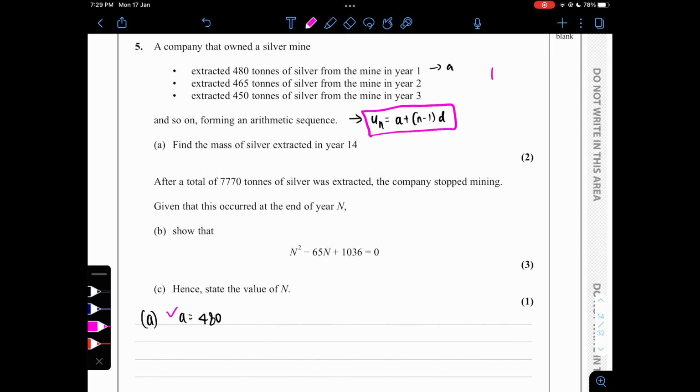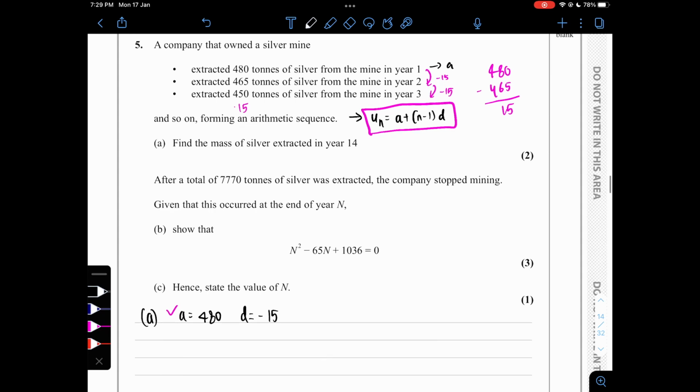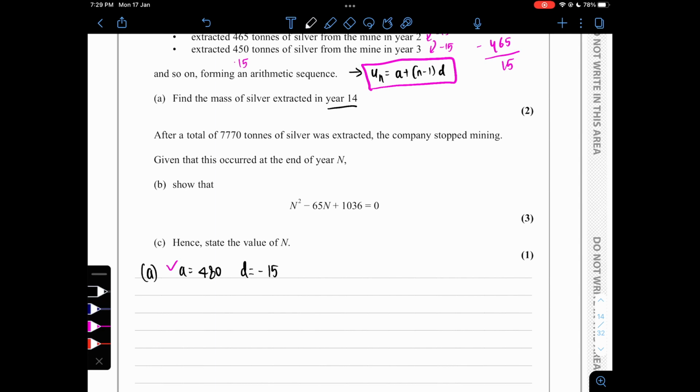So it goes from 480 to 465. So what's the difference? It is 15. So it goes down by 15 once, and does it go down again by 15? 465 minus 450 is also 15. So it also goes down by 15. So what can we say? d, the common difference, is negative 15. And they want year 14. So they want the 14th term. So it's going to be A plus n minus 1, which is 13d.